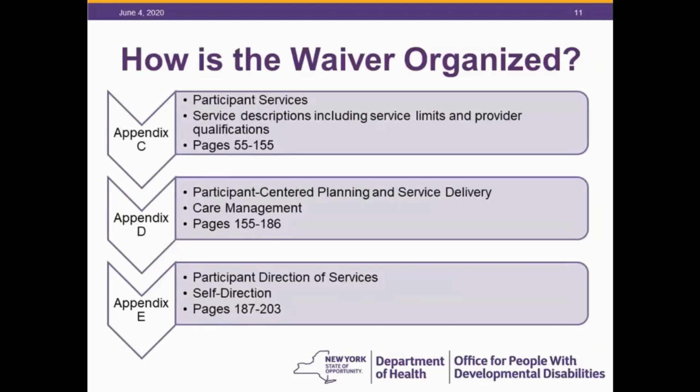Appendix C is really that section of the waiver that provides a lot of description around the services that we offer and that we're authorized to provide through the waiver agreement. So Appendix C covers our participant services as well as the service descriptions, including service limits and provider qualifications. That information can be found on pages 55 through 155 of this amendment. Appendix D covers participant-centered planning and service delivery as well as care management, on pages 155 through 186. Appendix E is very specific to our self-directed services, and that covers pages 187 through 203.